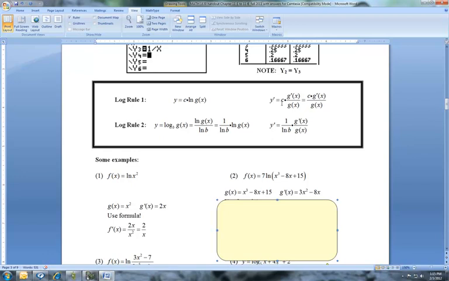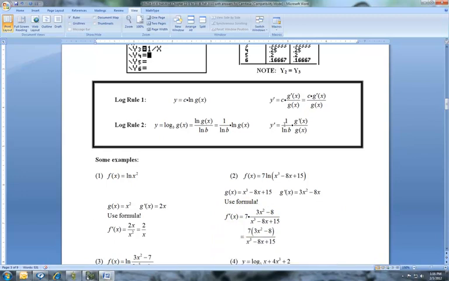I've got 7 on top. On top is going to be 3x squared minus 8x. On the bottom is going to be x cubed minus 8x plus 15. So if you'll notice, I go back to the very first one, plop things in where they need to go, and then if I've got a number up front, you always multiply the numerator, because technically that's 7 over 1. That's it.